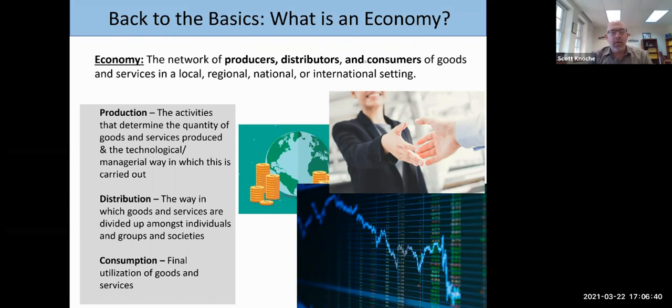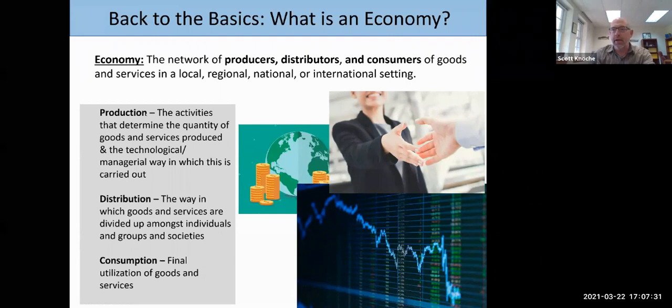So an economy is a network of producers, distributors, and consumers of goods and services in a local, regional, national, or international setting, right? So you have producers, and in the act of production, really the activities, as it says here, that determine the quantity of goods and services produced and the way in which that's carried out, the technological and managerial approach, right? Then you have distribution. How are those goods and services divided up amongst individuals, groups, and societies? And then ultimately, they get to that end point, and it's consumption, the final utilization of those goods and services. So this is an economy, and these are the players in an economy.